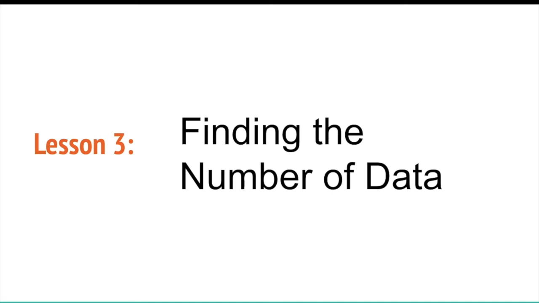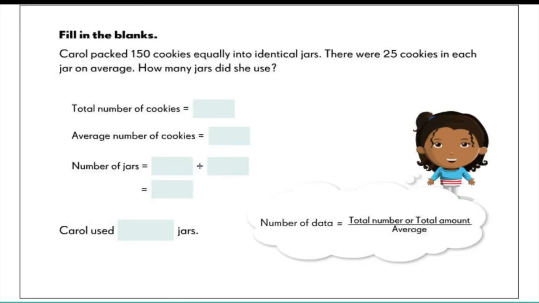Moving on to the third lesson. This time, we are going to find the number of data. Let's have this as an example. Carol packed 150 cookies equally into identical jars. There were 25 cookies in each jar on average. How many jars did she use?